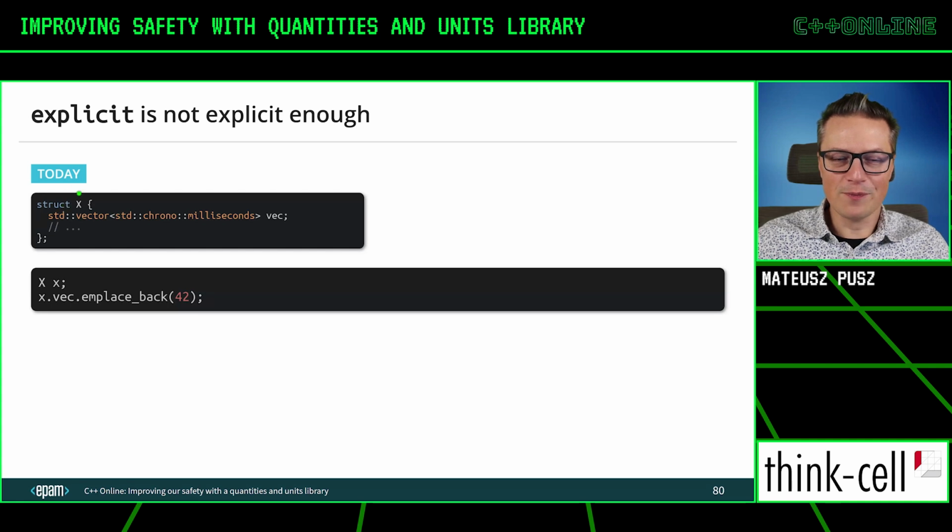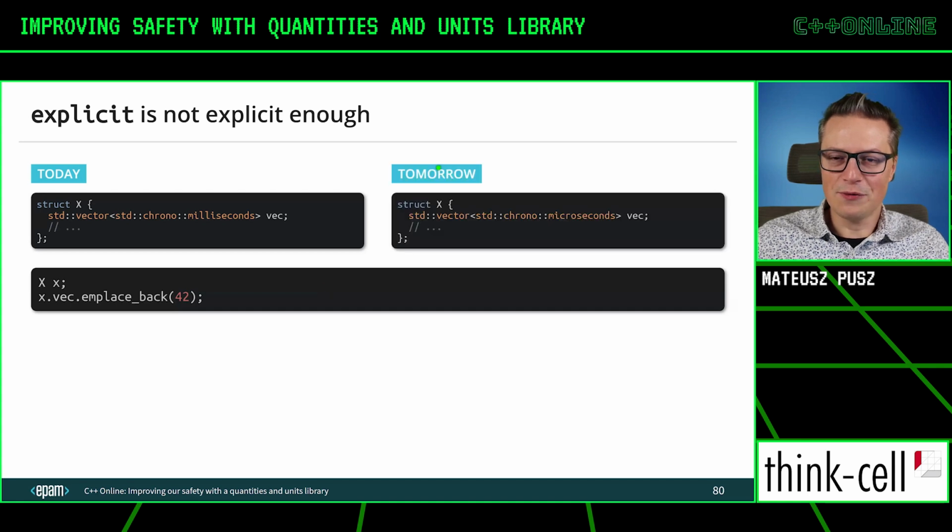So let's see, if you have a structure X with a std::vector of chrono milliseconds, I can call emplace_back 42, and this works. And emplace_back calls the explicit constructor. So 42 is put into milliseconds in the vector. However, if tomorrow someone refactors the structure X from milliseconds to microseconds, this code will still compile but will be incorrect from this moment. This is one of the big issues that we have, and this is the source of safety issues that already happened for std::chrono::duration, and that's why we try to do better.